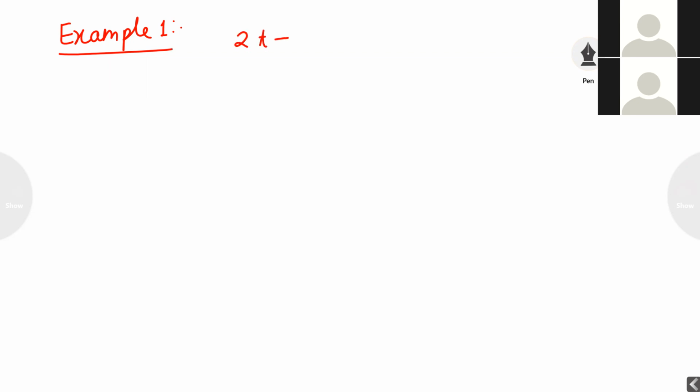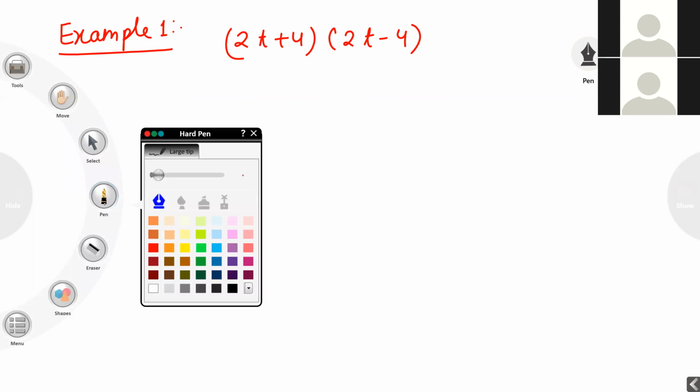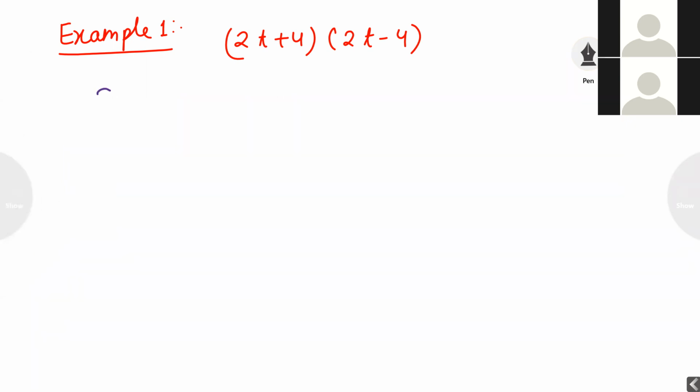First example: (2t plus 4), second bracket (2t minus 4). Already this question is given in the expanded form. We want to write it in short form. Now students, we observe this question looks like the fourth identity, (a plus b)(a minus b). I want to write identity 4: (a plus b)(a minus b) is equal to a square minus b square.